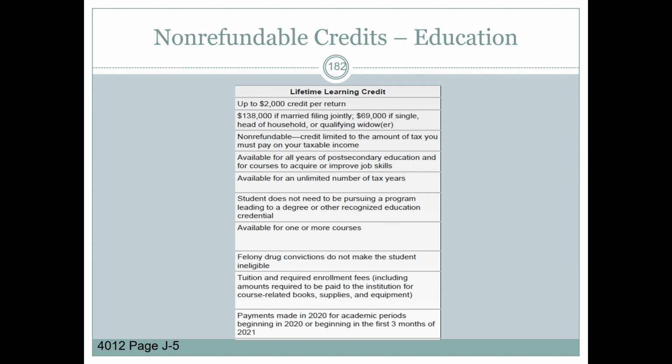Tuition and required enrollment fees, including amounts required to be paid to the institution for course-related books, supplies, and equipment. And again, similar to the American Opportunity Credit, payments made in 2020 for academic periods beginning in 2020 or beginning in the first 3 months of 2021. And you can find all of this information on page J5 of the 4012.